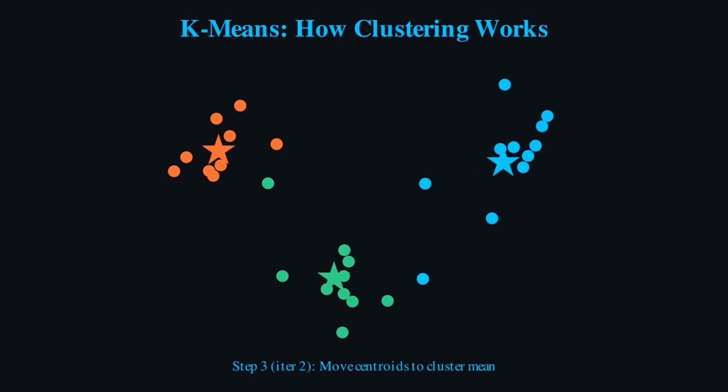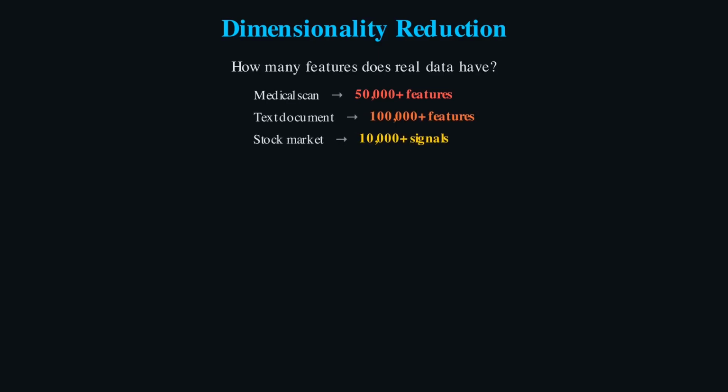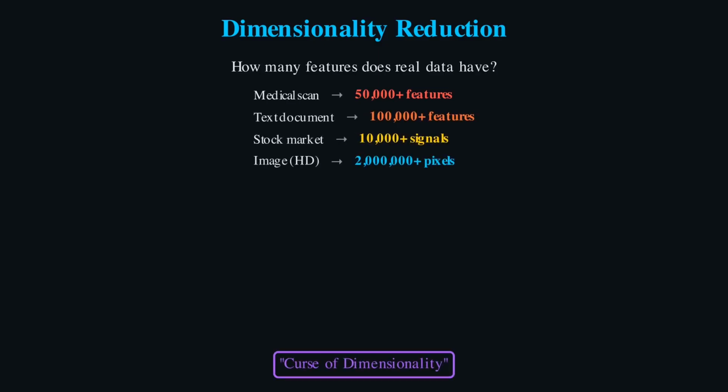Step 1, place k centroids randomly in the data space. Step 2, assign every point to its nearest centroid. The first pass looks messy. That's expected. Step 3, move each centroid to the mean of its assigned points. The flag moves to the true heart of its group. Repeat. Assign. Recompute. Watch the inertia drop with every iteration. When the centroids stop moving, the algorithm has converged.